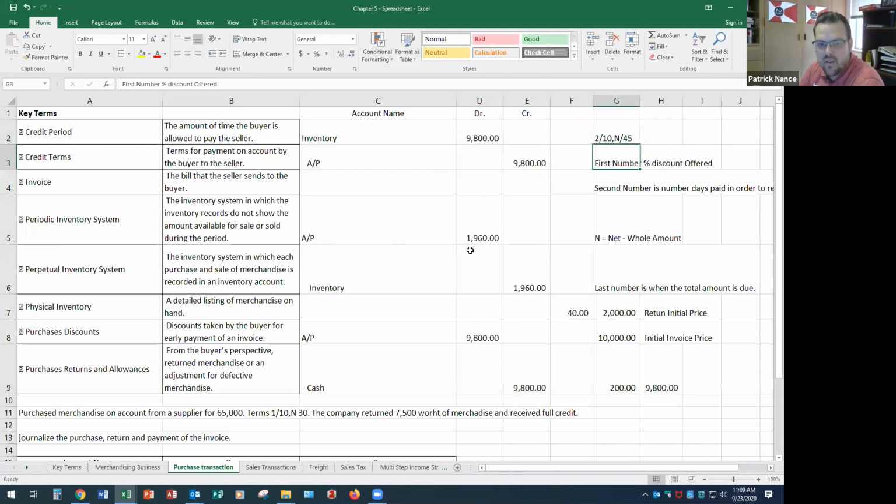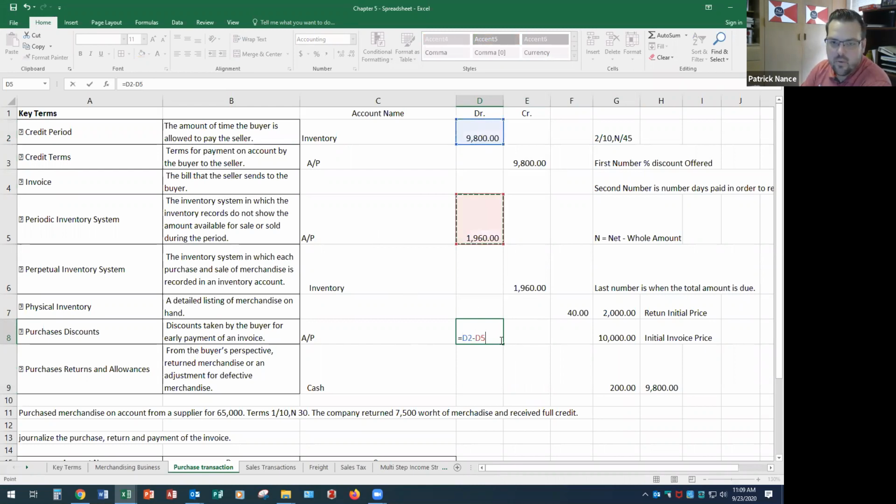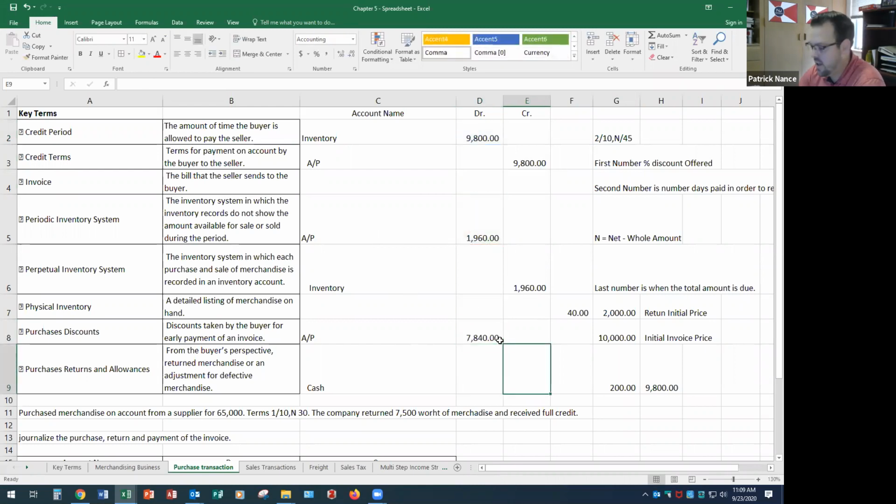So 2% discount. If I return some, I need to make sure and take the discount out because it's in my inventory with the discount in it. And then once I pay it, this would change too because I no longer owe $9,800. I owe $9,800 minus what I returned. So I only owe $7,840. So I would debit accounts payable for $7,840 and credit cash for $7,840. That would be the actual amount of cash payment that I did.